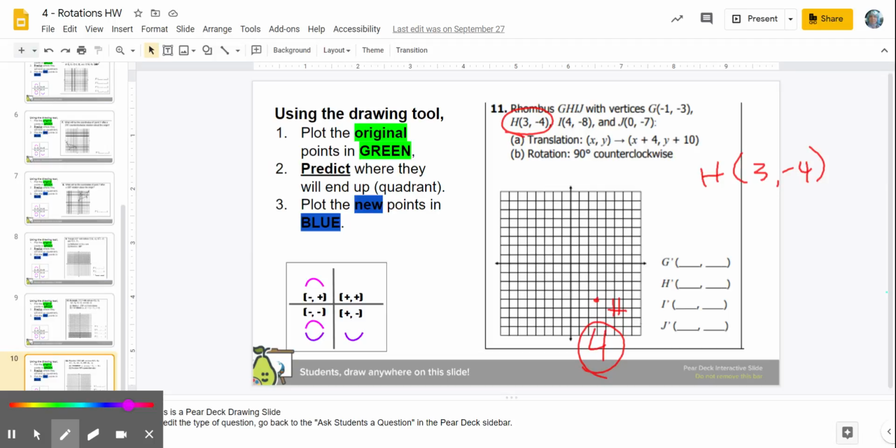Absolutely. So we can pick that H up and we can go right 4, 1, 2, 3, 4, 1, 2, 3, 4, 5, 6, 7, 8, 9, 10. And that pink dot is going to be H prime.